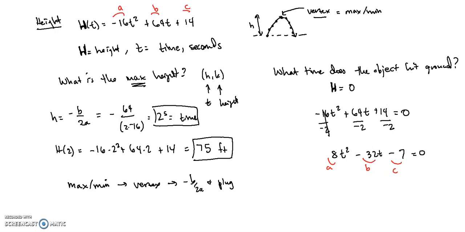So I'm almost out of time. I'm going to skip to the answer here. I'll let you guys do this one on your own. You should get that t is equal to 4.208. So at 2 seconds, it's going to reach its maximum height. And then at 4.2 seconds, it's going to hit the ground.